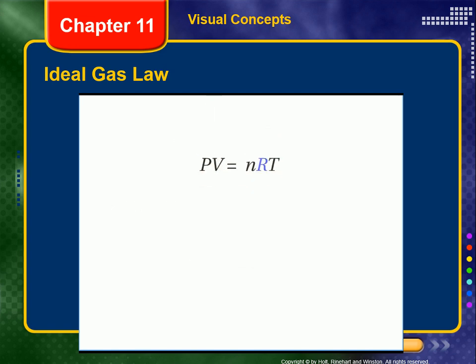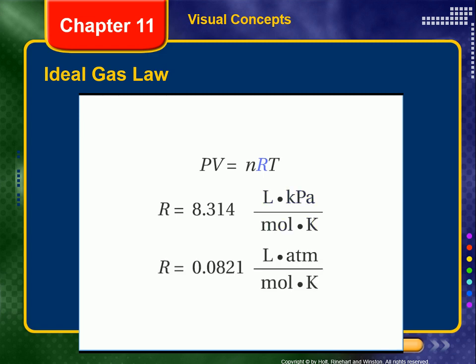The gas constant must have the units used by the other quantities in the equation. Some examples are R equals 8.314 liter kilopascals per mole Kelvin and 0.0821 liter atmospheres per mole Kelvin. Note that in both examples of gas constant, the pressure unit is different. This results in a different coefficient. Picking the right gas coefficient is important to make sure your units cancel out when doing calculations.